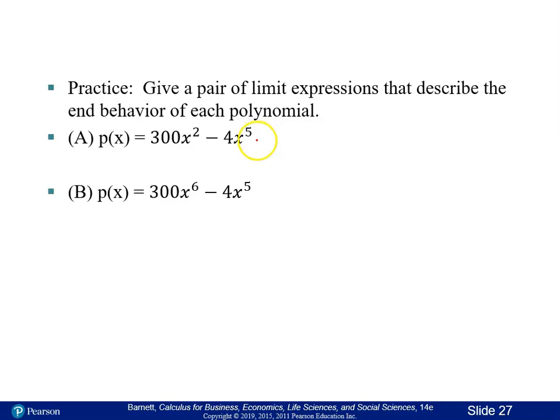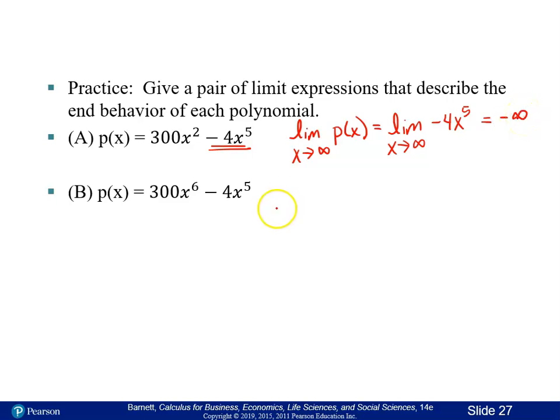So pause it and try these. All right, the first one here, the limit as x goes to infinity of p of x. You want to really focus on which one is the dominant term. The one with the higher power is your dominant term. So that's going to be the limit as x goes to infinity of negative 4x to the fifth. Negative 4 times a really large number is just going to give me negative infinity.